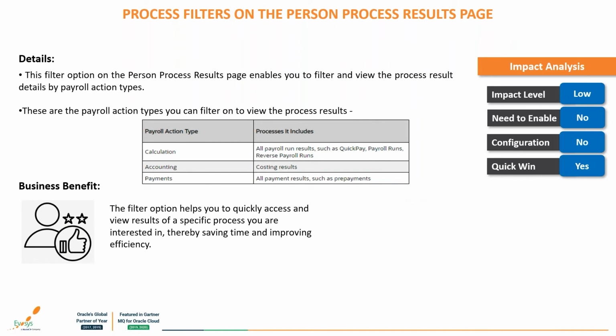Next is process filters on the person process results page. So post the 22A quarterly upgrade, the payroll admins can filter the process results based on the type of payroll process, such as payrolls, payments, and or costing. And the action types against each of these processes are calculation, accounting, and payments for the respective type of processes that you're going to run.